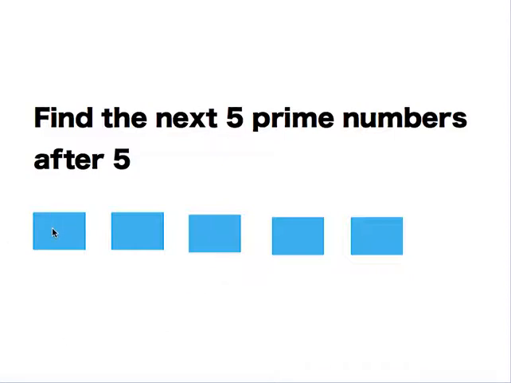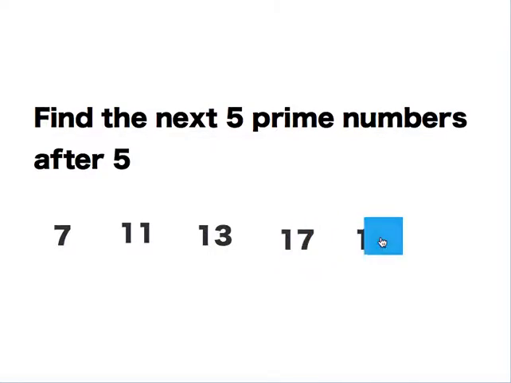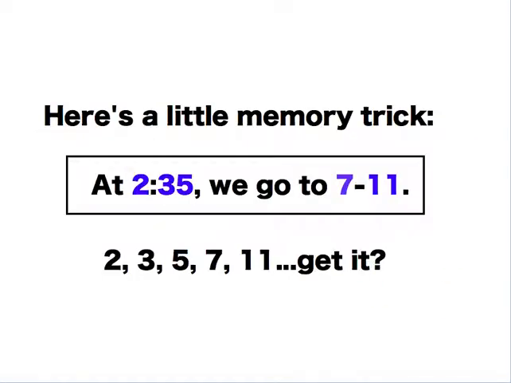Okay, so if we take a look at this, it should be 7, 11, 13, 17, and 19. All these numbers have just 1 and itself as their own factors, and therefore they are prime numbers.